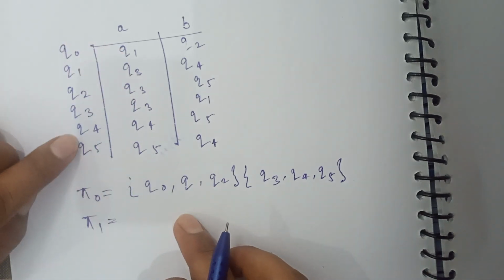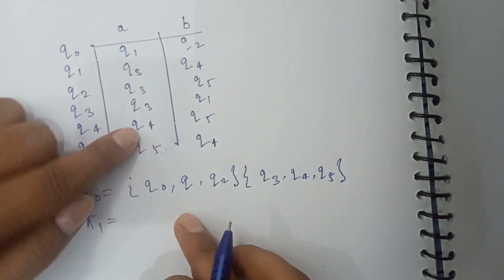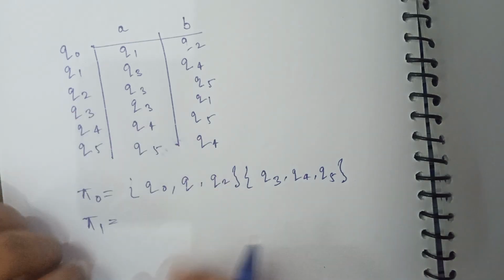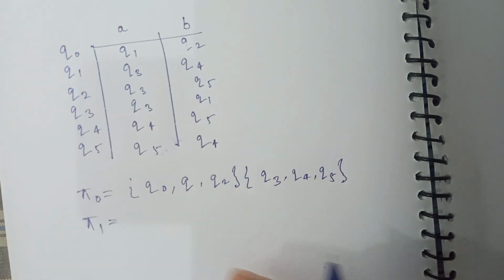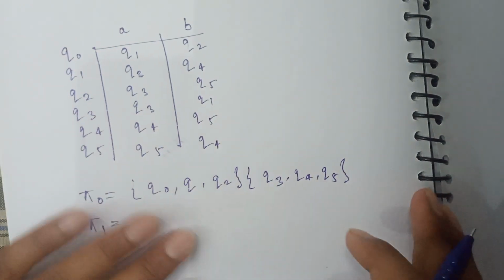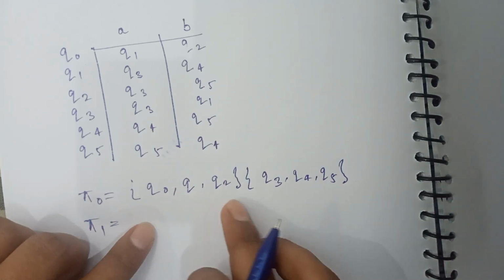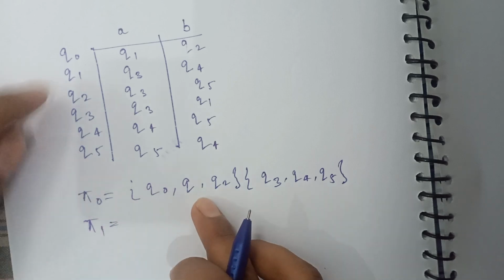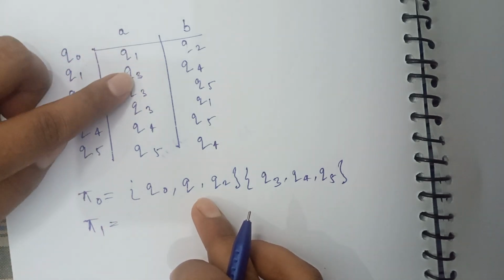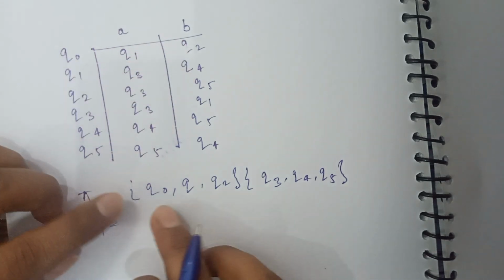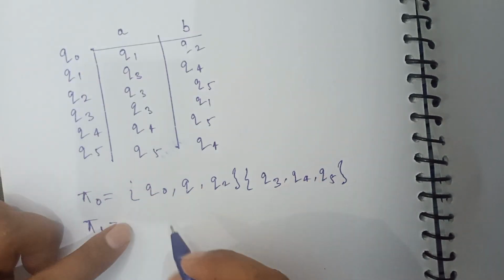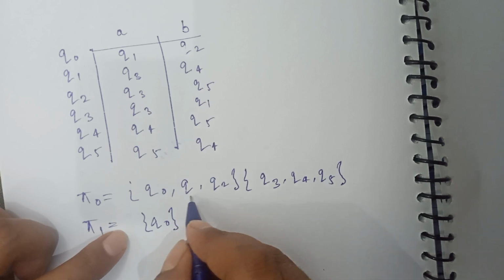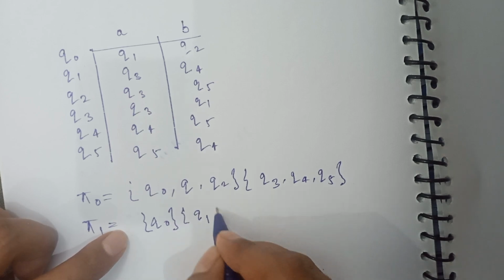Likewise, if we see Q4 and Q5, for A they go to Q4 and Q5, the same group, and for B also they go to Q5 and Q4, the same group. So after 2-3 steps, we will see that for Q4 and Q5 we will not separate the groups. But here if we see Q0, Q1, Q2, we will take two states, Q0 and Q1. For A it is Q1, Q3, for B it is Q2 and Q4. So for both A and B they go to different groups, so we will separate Q0, and we will make a different group, that is Q1 and Q2.